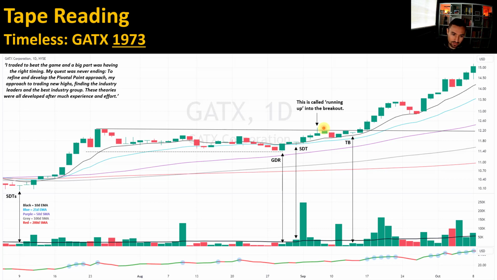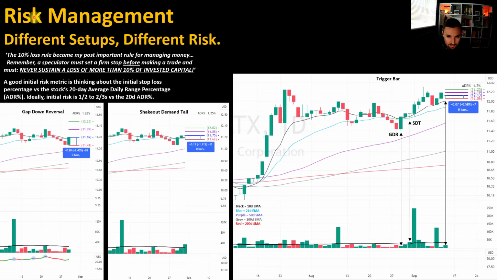But now let's just talk about this a little bit, okay? Because risk management. I'm only going to do this with a single slide rather than do it for every slide. Otherwise, you'll be here all day and I'll be here filming it all day. But obviously, gap down reverse bars, shakeout demand tails, and trigger bars have different risks. Trigger bars are often much tighter than gap down reverse bars and shakeout demand tails invariably, so the risk can be tighter on those. However, a gap down reverse bar and shakeout demand tail can still be an effective entry method in my view, but it depends on the risk.